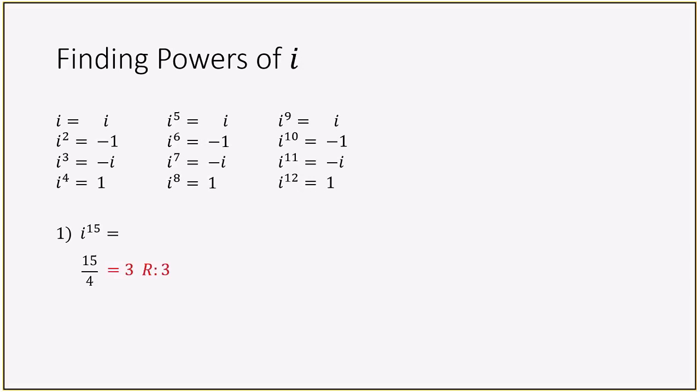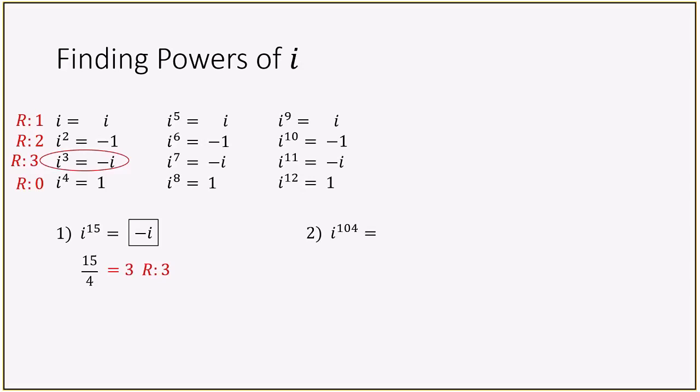And so the remainder is going to tell me which part of the cycle I fall into. If the remainder is 3, that's going to be the same thing as i to the third. So anytime I get a remainder of 3, my answer is going to be -i. So i to the 15th is -i. If you wanted to continue the table, you would see that it does fall out. i to the 15th gets you -i.